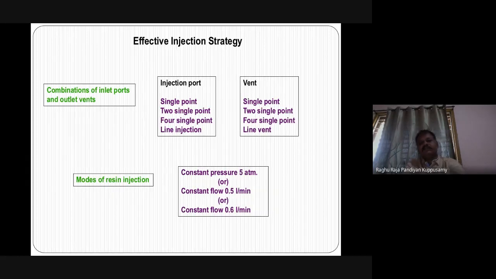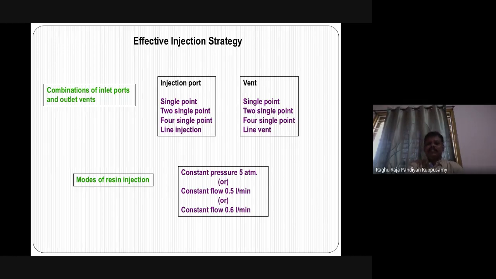So for effective injection strategy, what are the combinations we have used so far? For the injection port, I can have a single point, say a 10 millimeter injection port, one single port, or two single ports, or four single ports, or a line injection. Line injection is nothing but a kind of pipe, where you have a continuous line output in the resin delivery. And for the vent, as usual, you can have a single point vent where the air gets out through the vent when the resin is being injected. Then two single point, four single point, and line vent.